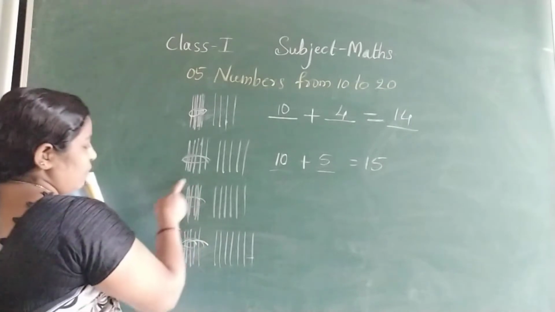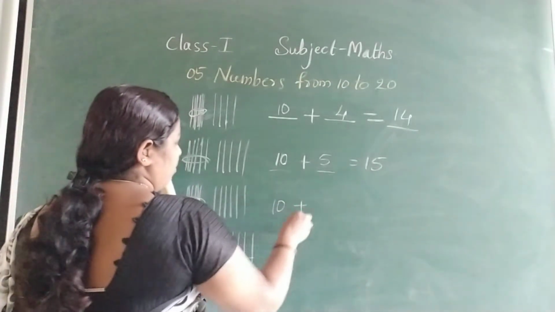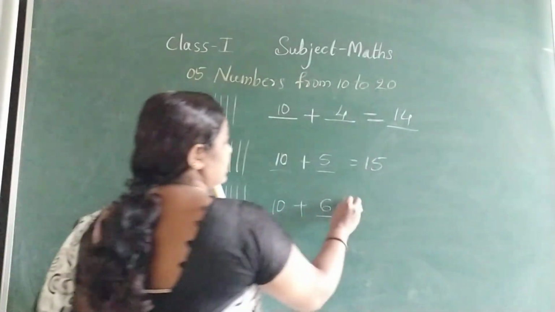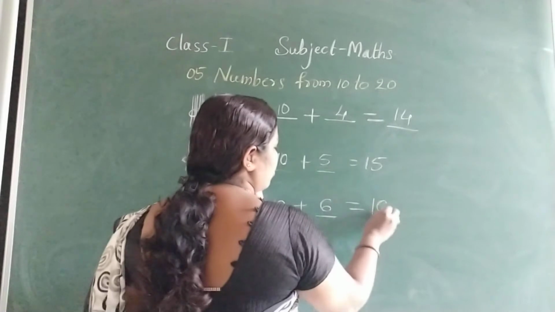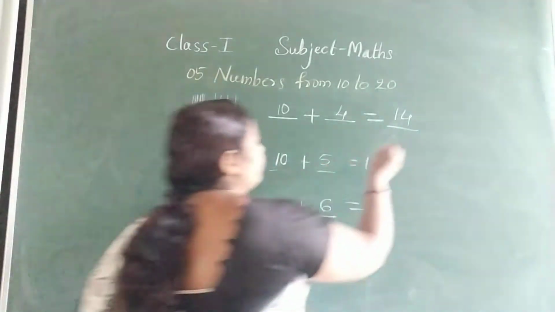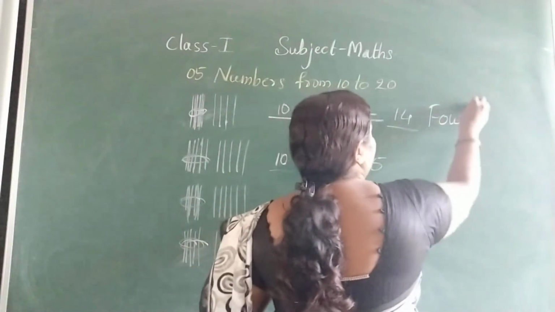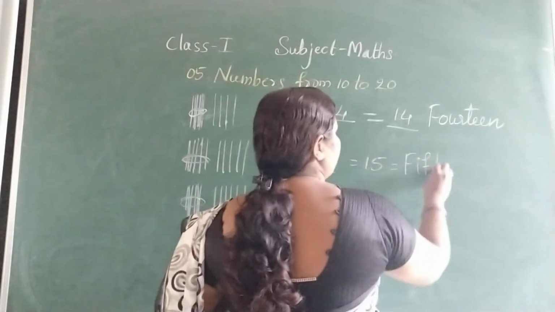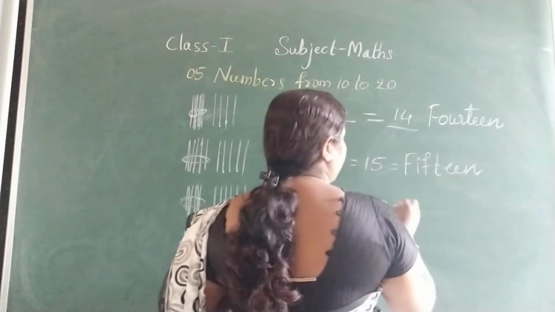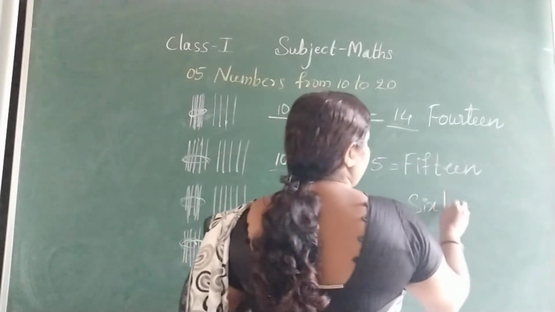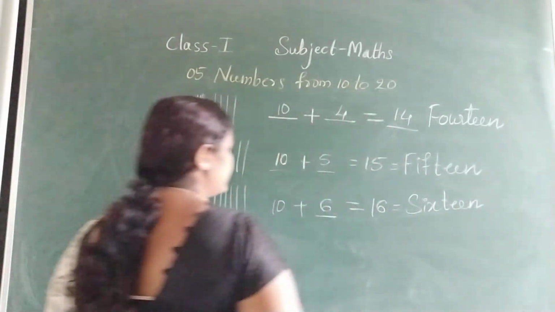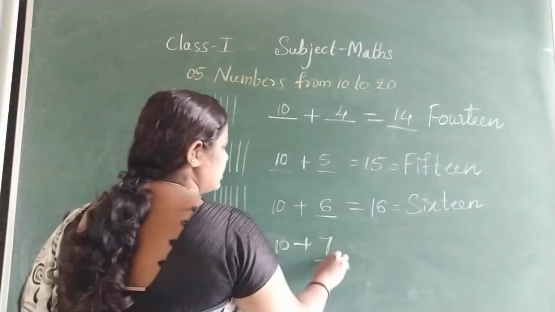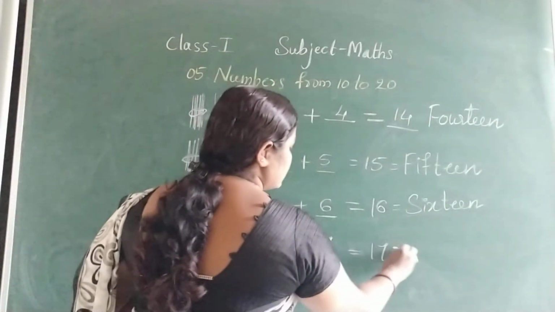Now this one bundle means 10 plus 1, 2, 3, 4, 5, 6 single individual pencils. So 10 plus 6 is equal to 16. 14, F-O-U-R-T-E-E-N, 14. F-I-F-T-E-E-N, 15. S-I-X-T-E-E-N, 16. Now again, one bundle plus 7 pencils is equal to 17.